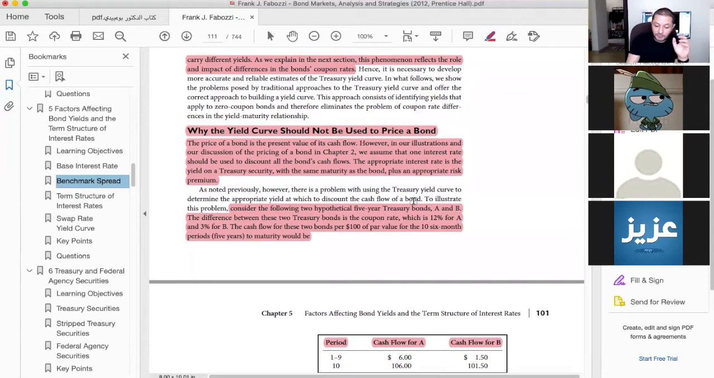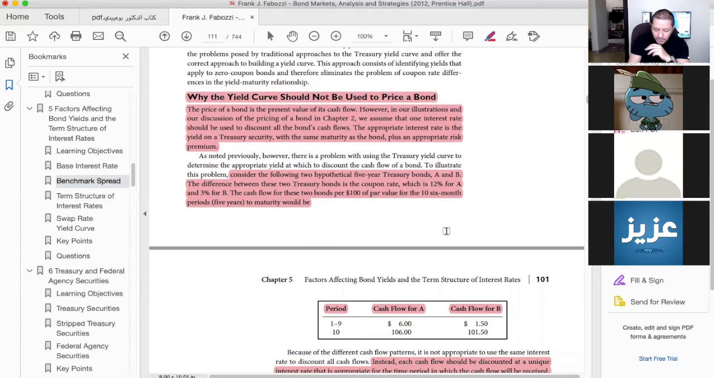Now let's consider the following two hypothetical 5-year treasury bonds, A and B. The difference between these two treasury bonds is the coupon rate, which is 12% for A and 3% for B. The cash flow for these two bonds per $100 of par value for the 10 six-month periods to maturity would be as follows. For both A and B, they have 5 years to maturity, and because they are paying semi-annual coupons, we convert this maturity from yearly to semi-annual periods. So we'll have 10 six-month periods.